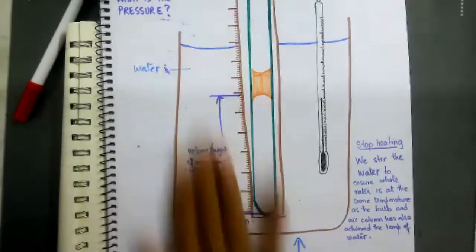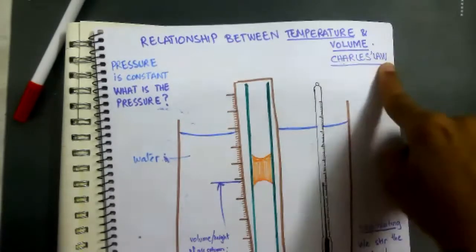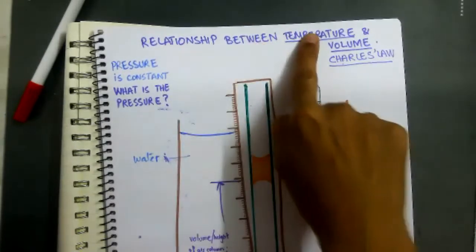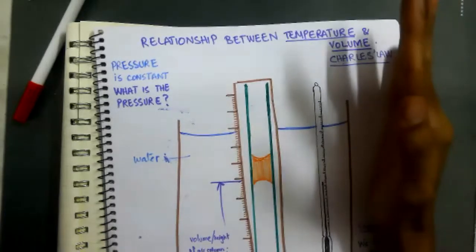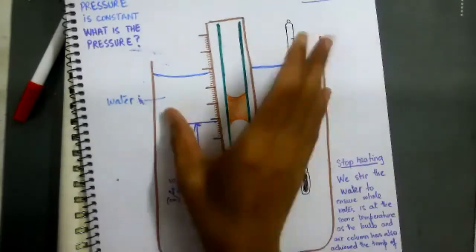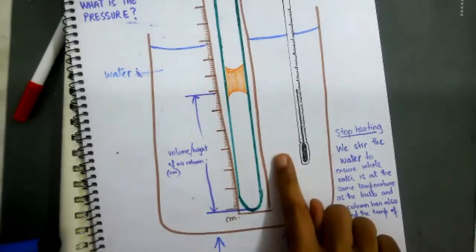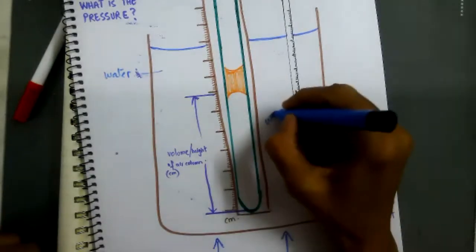Okay, so this is water. We are trying to study Charles' law, which studies the relationship between temperature and volume. Pressure is constant. So this is the water in a beaker. I have not colored the water, but I hope you understand. This is water.